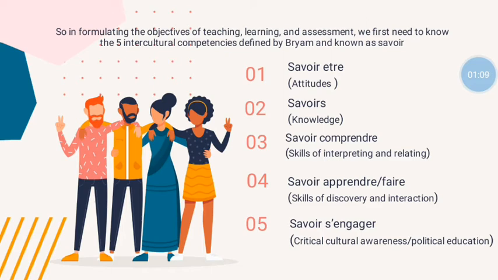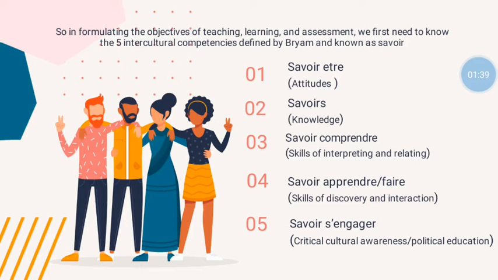So, in formulating the objectives of teaching, learning, and assessment, we first need to know the 5 intercultural competencies defined by Byram and known as savoir. The first is savoir-être, or attitudes. It means openness and curiosity about one's own culture and others, to be respectful and tolerant.